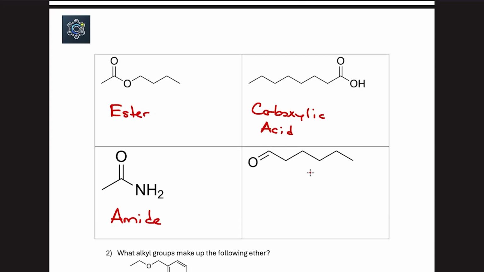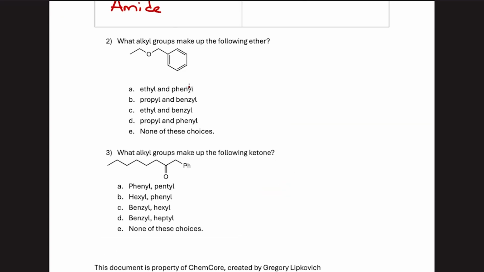And the last fill-in question, I see this carbonyl oxygen. There's nothing going on around it. It is bonded at the end of the chain, and so I know it's an aldehyde. The rest of this worksheet is going to have some multiple choice. I think that's pretty good practice.